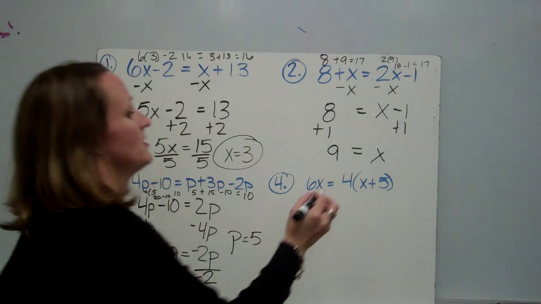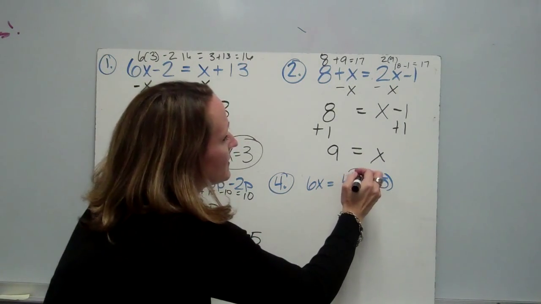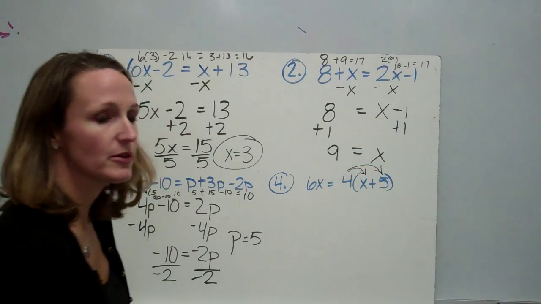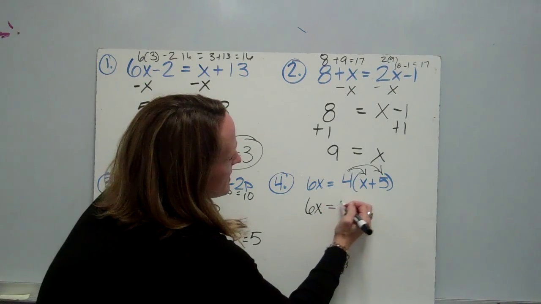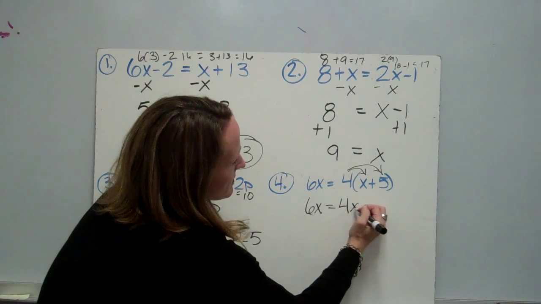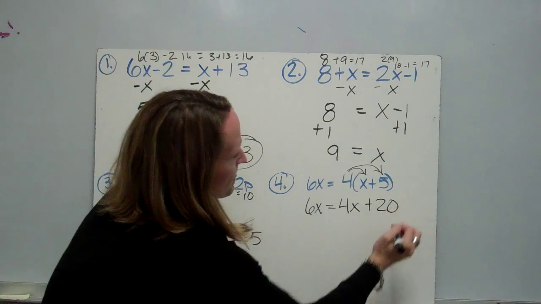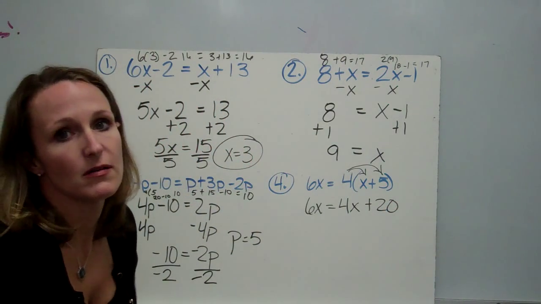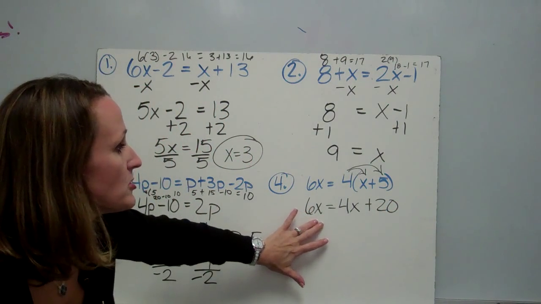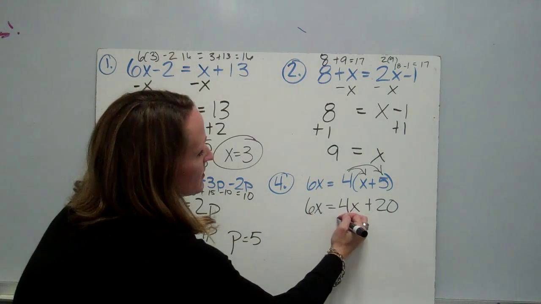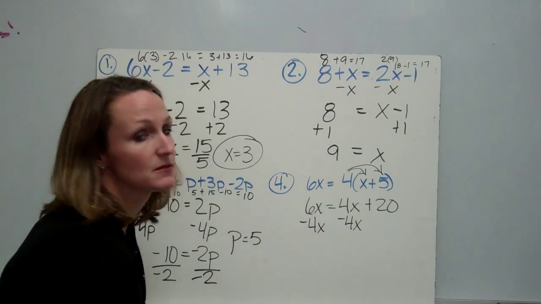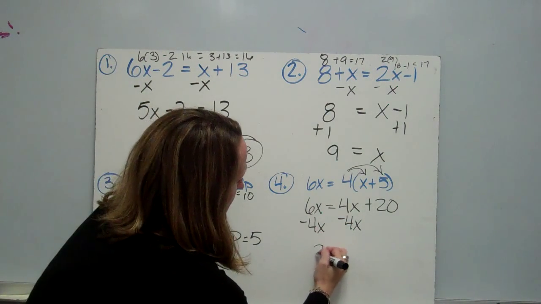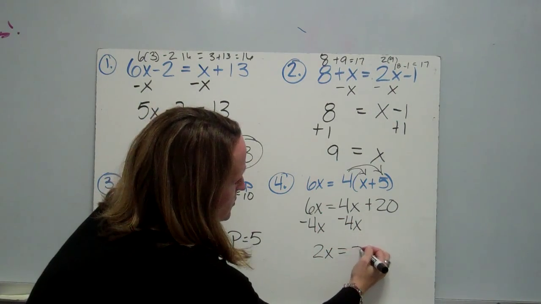Okay, so one more. Got the distributive property this time. So before I can combine, I've got to distribute. So 4 times x plus 5: I'm going to write my 6x, just bring that on down, and 4x plus 20. Now, combine my like terms. I have no whole numbers over here, so I'm just going to bring this over. Subtract my 4x from both sides. So over here I get 2x equals 20.